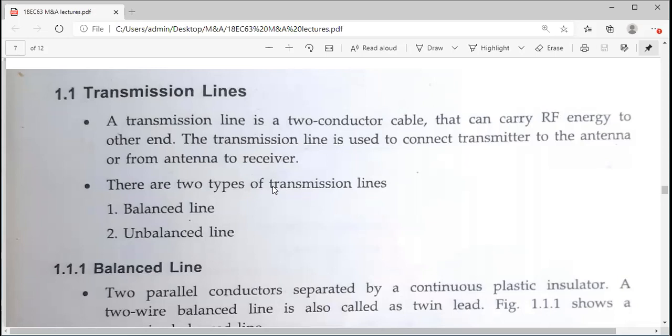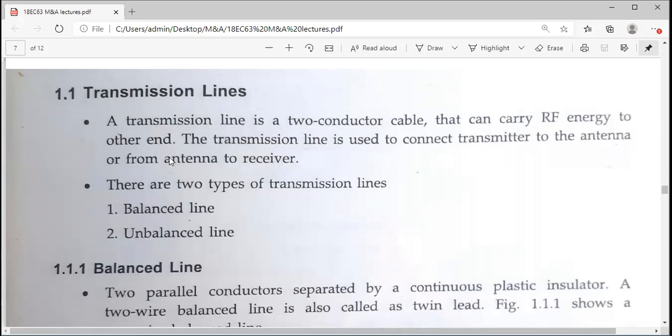A transmission line is a two conductor cable. You'll be having a pair of lines, right? Wires will be laid. You can see them on the roadside. You can just check out how they are laid. You can go outside once and have a look. A two conductor cable that carries radio frequency energy, in general energy or power, from one point to the other point.